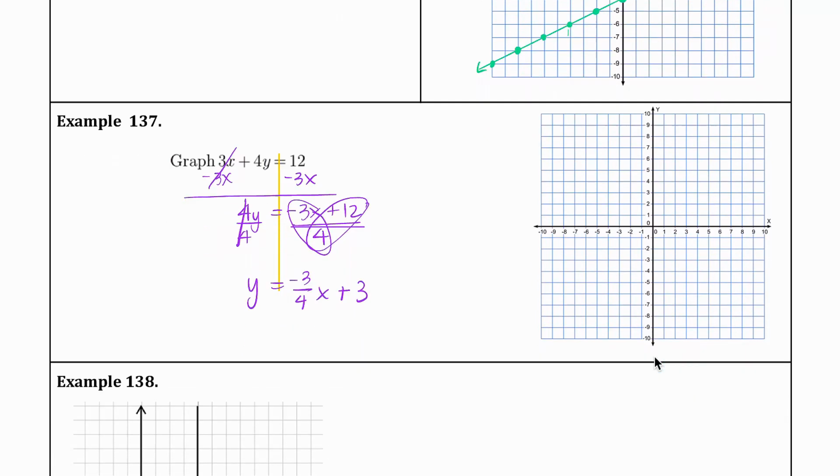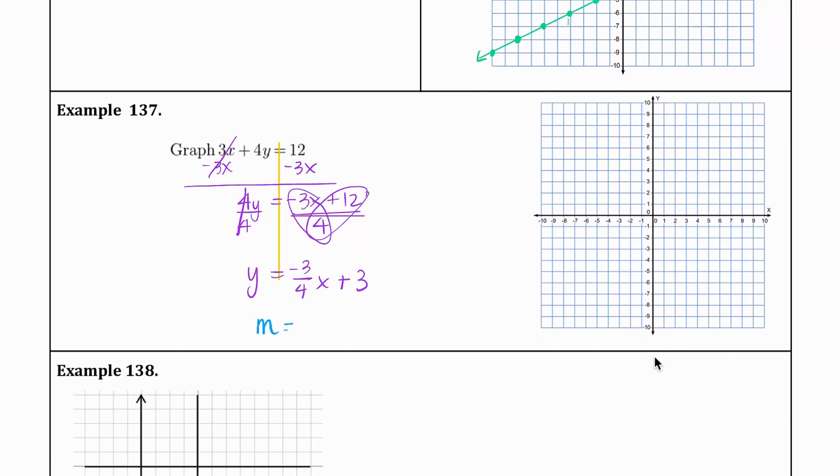Okay, now we have everything we need to graph this. We know our m is -3/4, and our b is +3. So we begin with our b, we begin at +3, and we move with our m. That tells me I'm going to go down 3, right 4. The opposite of that, we can go up 3, left 4. We use those points to draw our line, and draw arrows on the end.